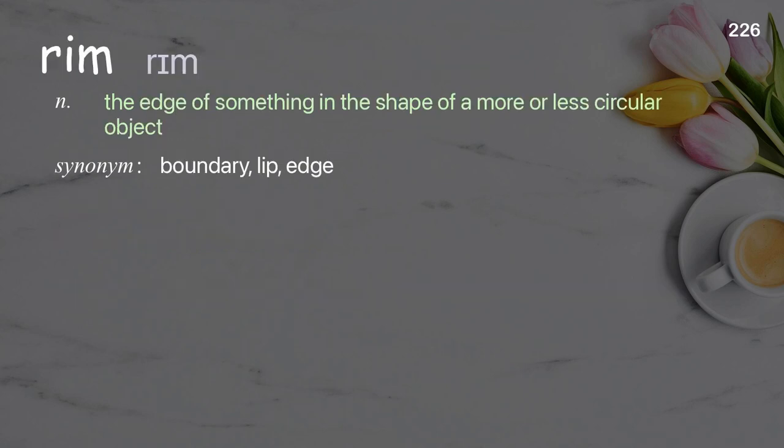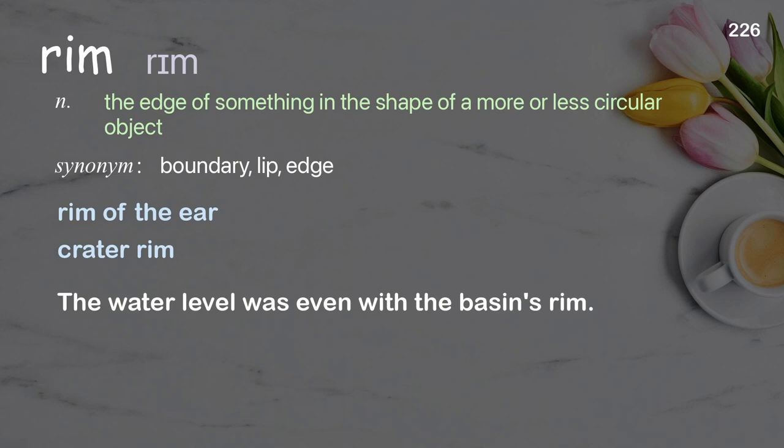Rim. The edge of something in the shape of a more or less circular object. Examples. Rim of the year. Crater rim. The water level was even with the basin's rim.